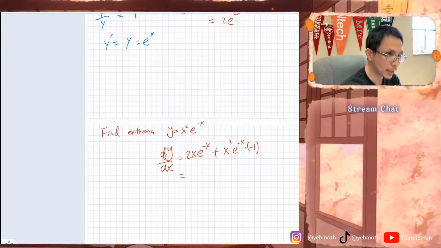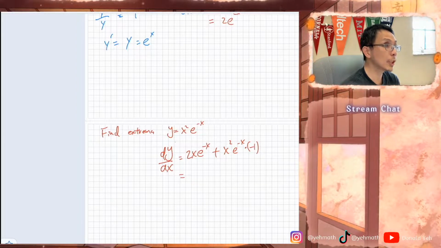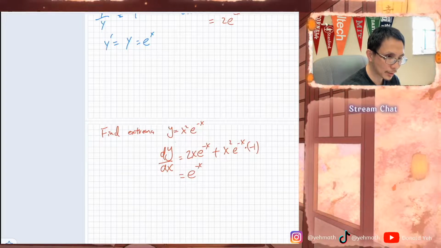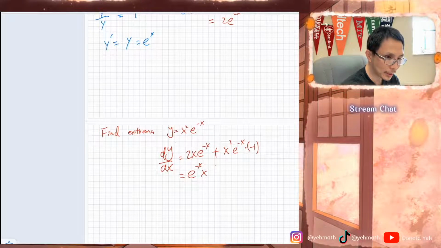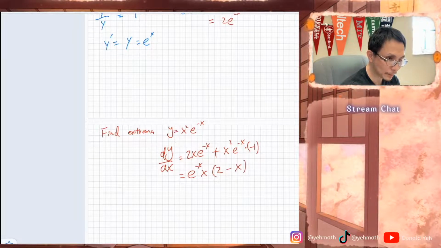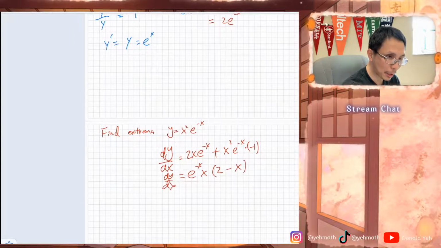Now, in order to factor, you can factor out e to the negative x. You can factor out an x here, and that's going to be 2 minus x. Does that make sense? Do they both have x?